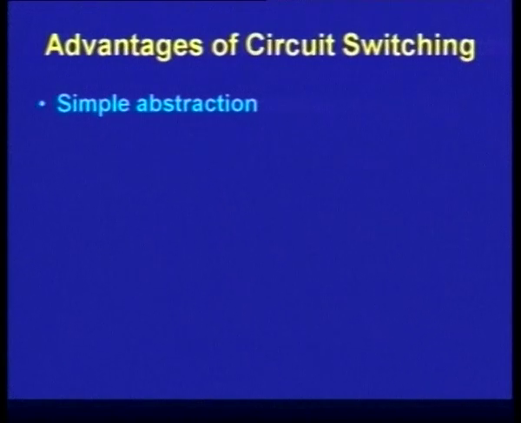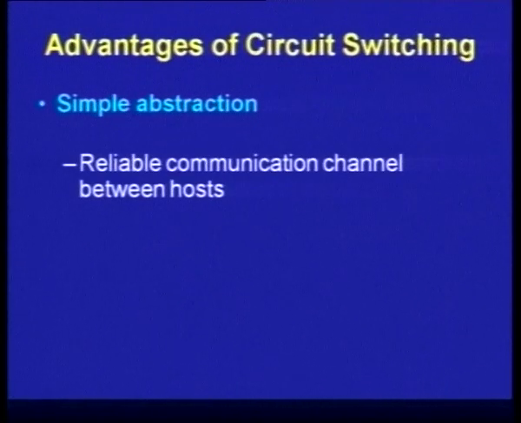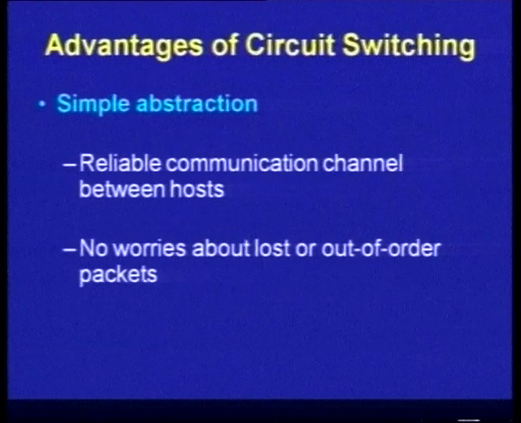The next advantage of circuit switching is that you have a simple abstraction model. A reliable communication channel exists between the hosts, and there are no worries about lost packets or out of order packets and so on, because once you have the connection established, you just send data at one end and it is received correctly on the other end in the same order in which you sent it.